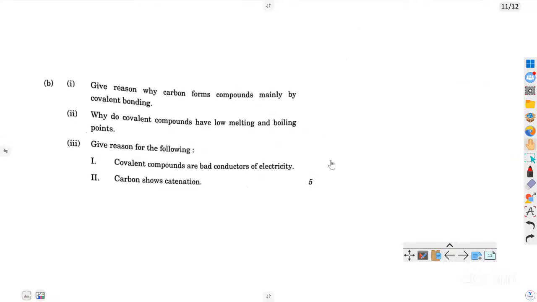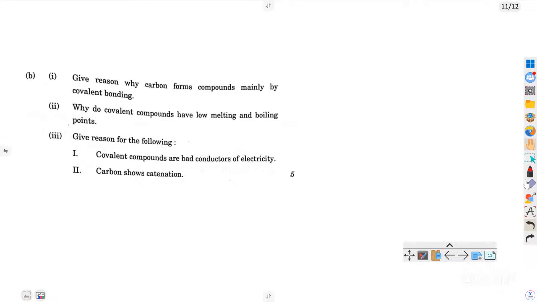Give reason why carbon forms compounds mainly by covalent bonding. Carbon forms compounds mainly by covalent bonding. So covalent bonding is the sharing of electrons. You can write the reason: due to tetravalency. Tetravalency means its valency is 4. So there is no way to donate or accept electrons. It will not donate or accept electrons. They will form covalent compounds.